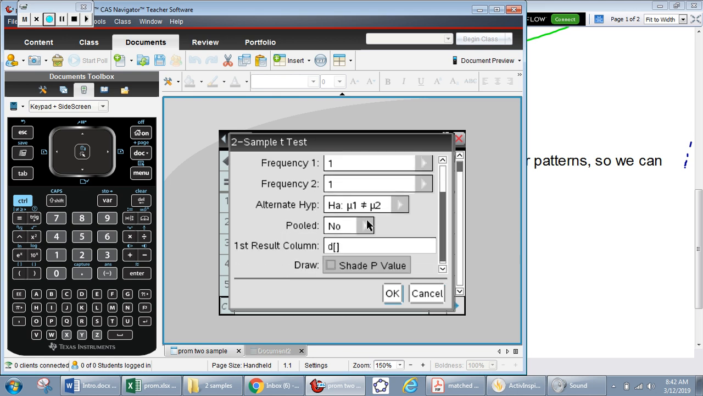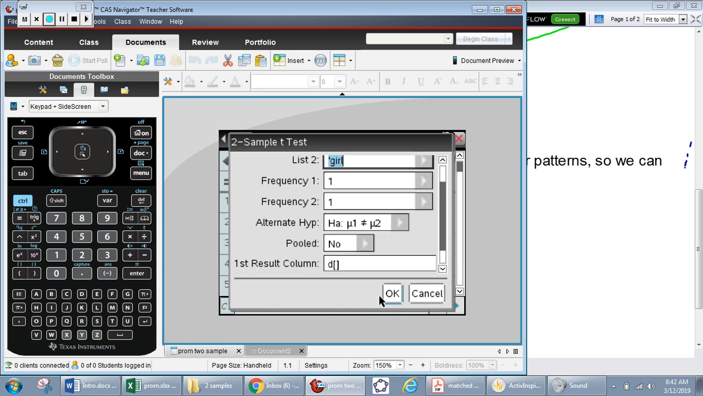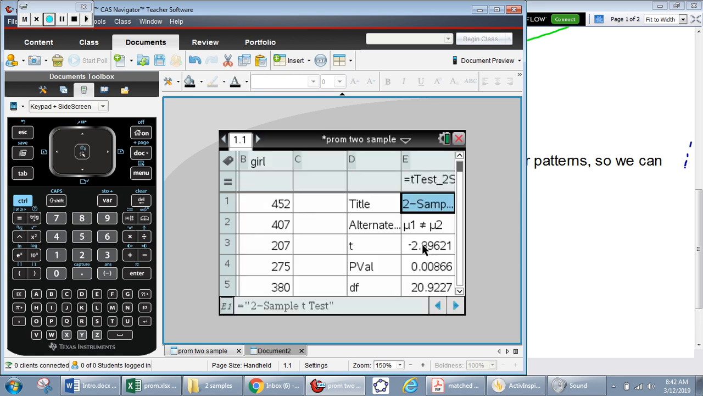Okay, so then what we'll also notice is that it asks us this question of pooled. We're always going to say no to that. If you keep going in stats, that talks about the population variances. So if the population variances are the same, then we'd say yes, but basically I would just always say no on this one. Okay? So hit OK, and there's our t-test statistic, there's our p-value, and there's actually the more accurate degrees of freedom. So we can see how that all works out.